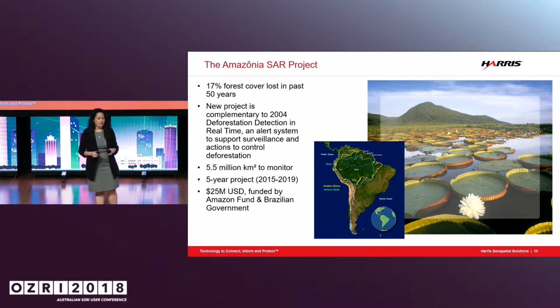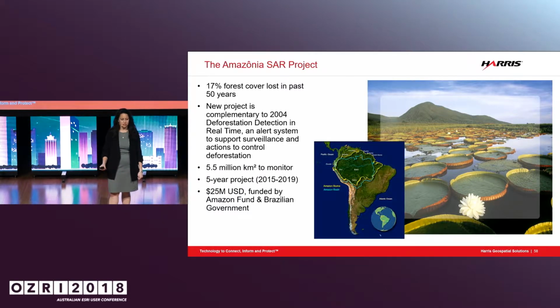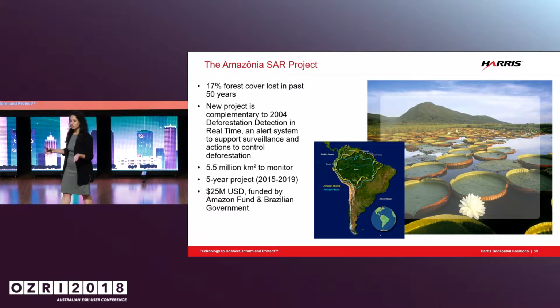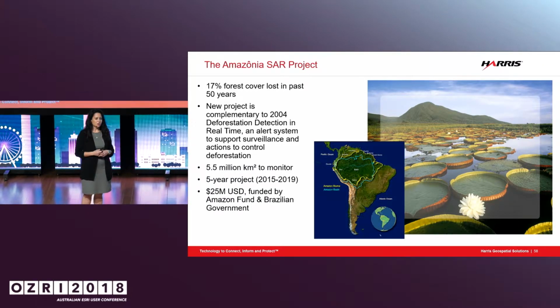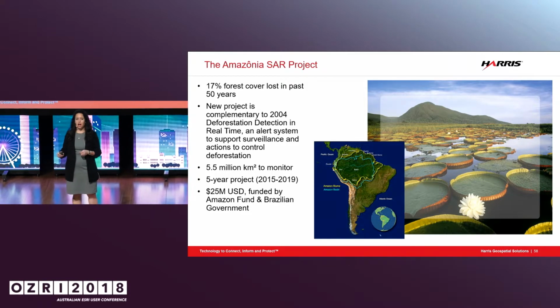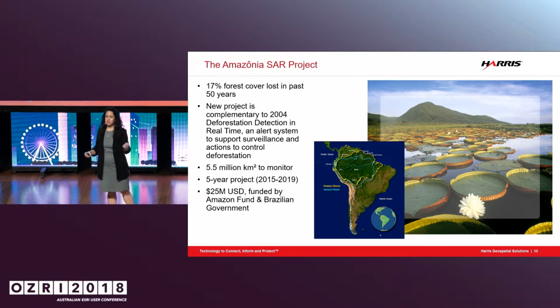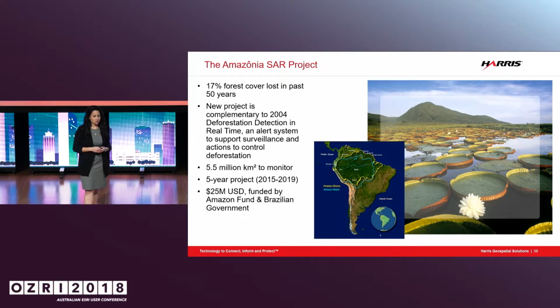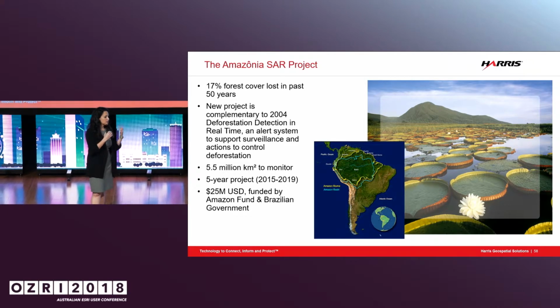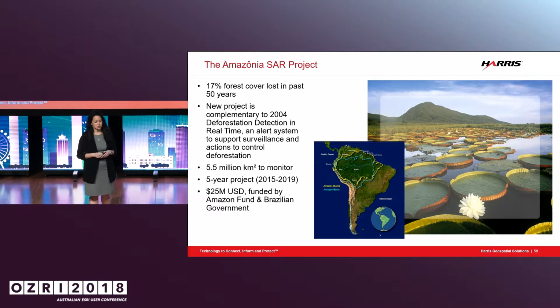So I'll introduce you to the Amazonia SAR project. They've been looking at trying to understand how 17% of the forest cover has been lost in the past 50 years. This project is complementary to a previous project that had been in place in Brazil, which started years ago. The point of that project is, how can we start tracking this deforestation? How can we track these illegal activities and put an alert system in place to catch what's happening in time? So this is the new generation of that type of deterrent project to help control what's happening, get that surveillance, and control the deforestation.